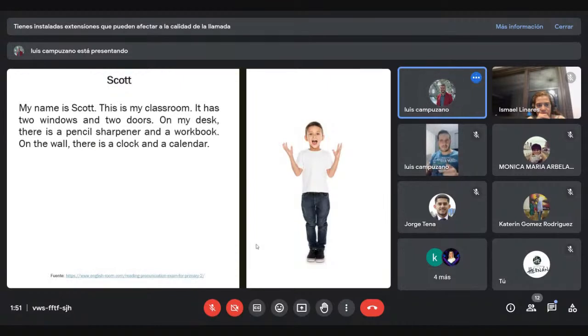And he says, "My name is Scott. This is my classroom. It has 2 windows and 2 doors. On my desk, there is a pencil sharpener and a workbook. On the wall, there is a clock and a calendar. My question is, where is Scott?